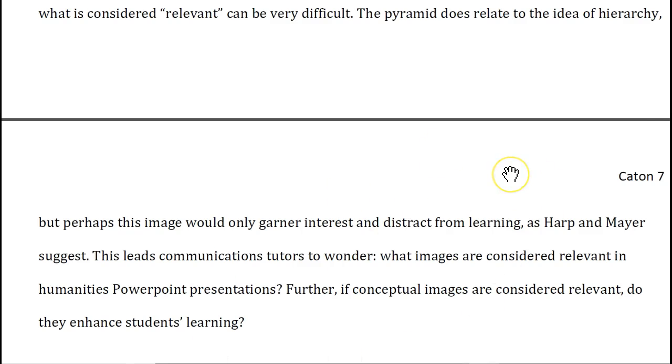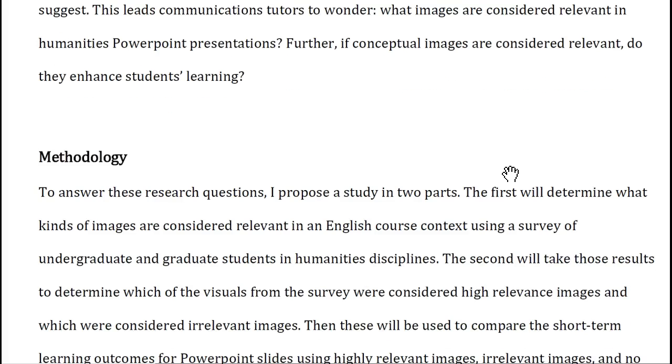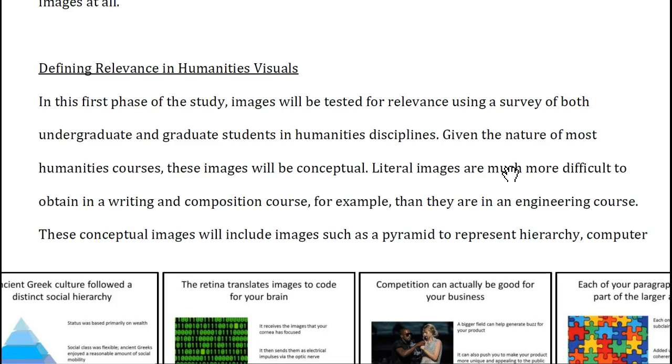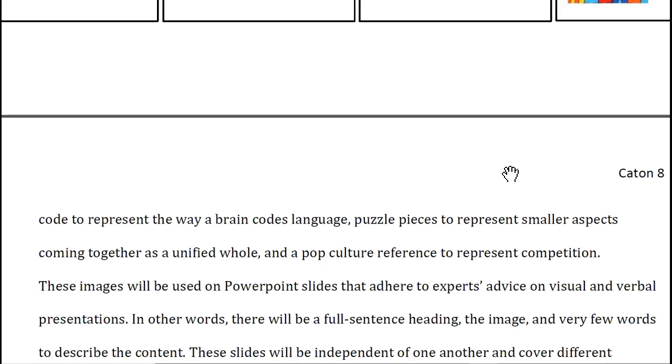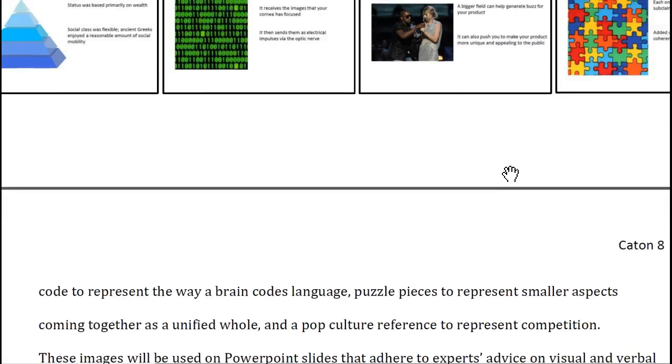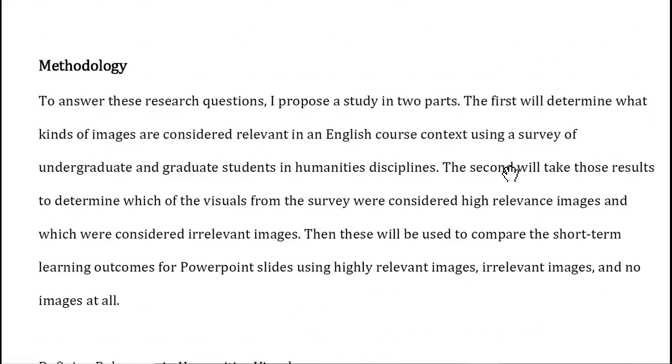Here's her research questions, and then here she goes into methodology. She spends a lot of time on this methodology. She and I worked on it a bunch. She actually ended up proposing this for her honors thesis. So she's very motivated to do a lot of work on this. So these are three different examples.